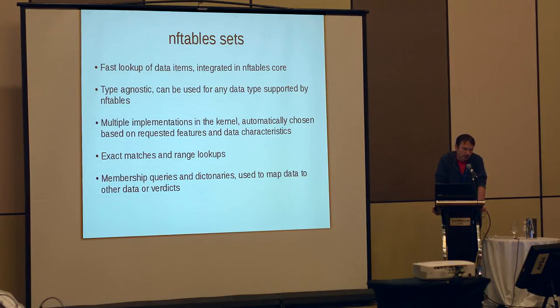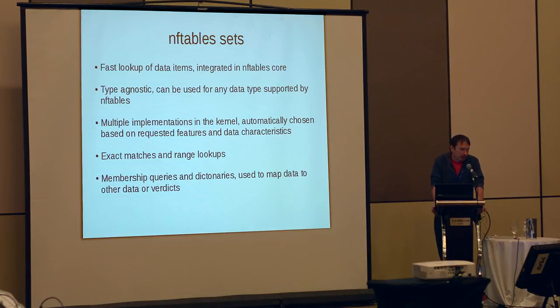the kernel is supposed to automatically choose one based on the data characteristics and the features you require of the set. So if you're using, for instance, range lookups within your set, not all implementations can provide that, a hash table cannot, so it won't be chosen. But you are not supposed to actually know about the implementations, and the kernel promises to make a smart decision based on the information it has. So we're more interested in having information hints than explicit selection by the user. The more information we have about the data, the better the decision we can make.